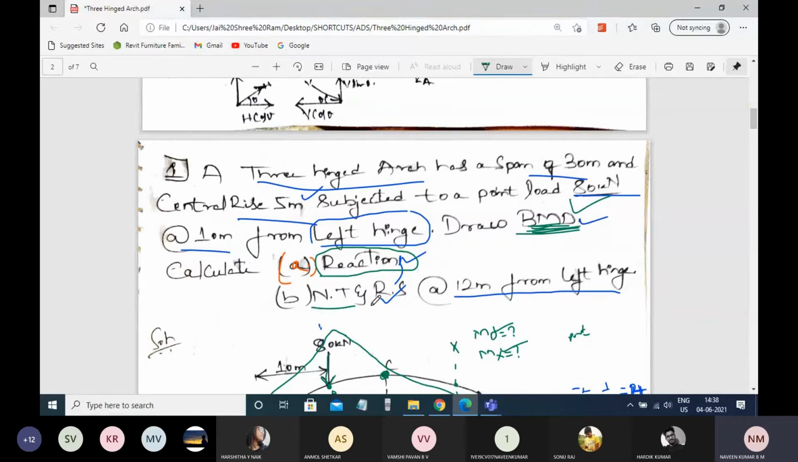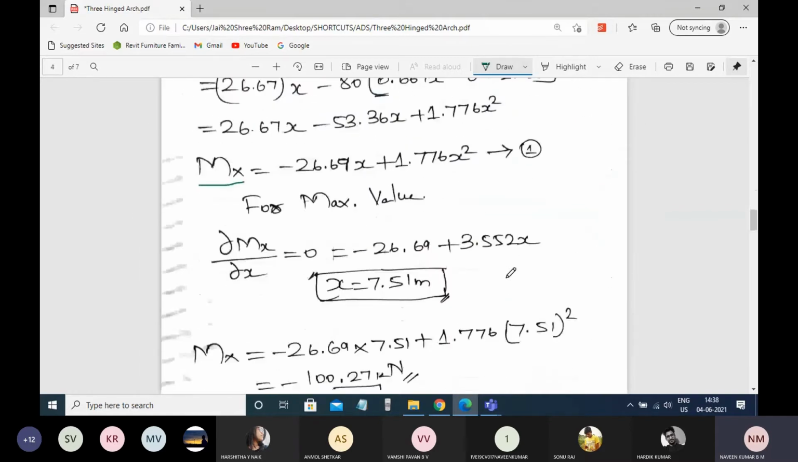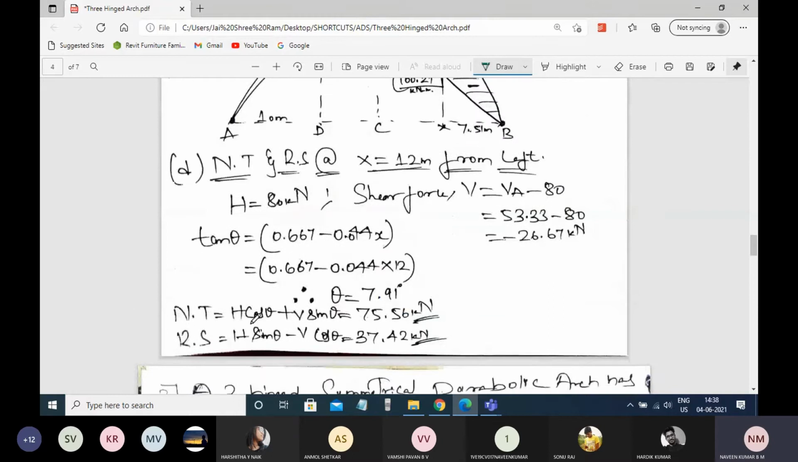Next, we need to find the normal thrust and radial shear at 12 meter from the left support. We already know the formula to find normal thrust and radial shear. I have discussed in the previous session how to get these formulas. You don't require how we got this formula, but try to remember these formulas.